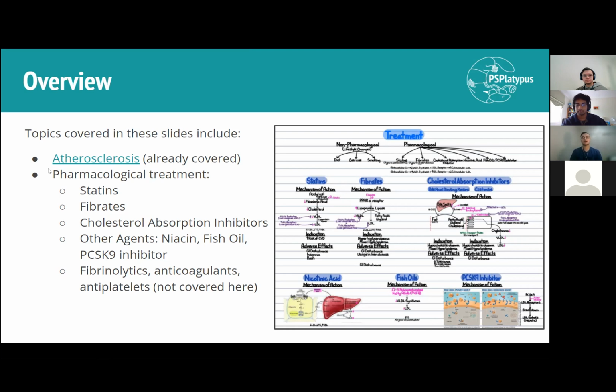Then we're not actually going to have a look, but we're going to talk about fibrinolytics, anticoagulants, and antiplatelets. They're not covered here, and the reason is that they're covered more in depth in coming years when you learn about the coagulation pathway. All you have to know for that last bit of content is that fibrinolytics are drugs that can rapidly break down a blood clot.